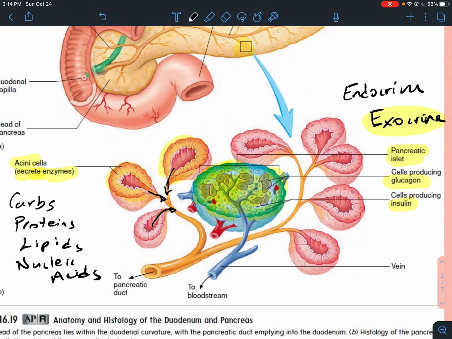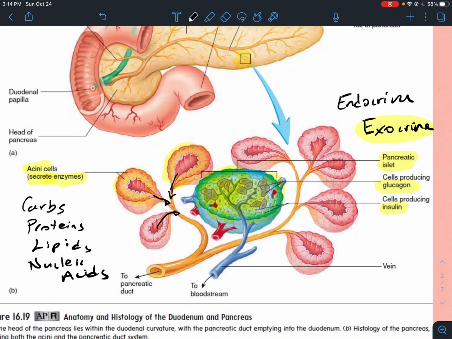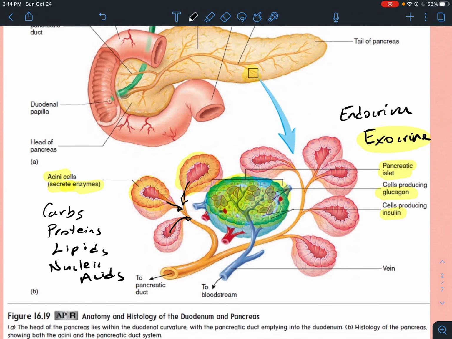So all four of the major groups of macromolecules can be broken down by the exocrine secretions of these pancreatic acini. So do notice that they're all going to be secreting and sending their contents out through these ducts to eventually make their way to the major pancreatic duct, which is going right down the middle of this pancreas.